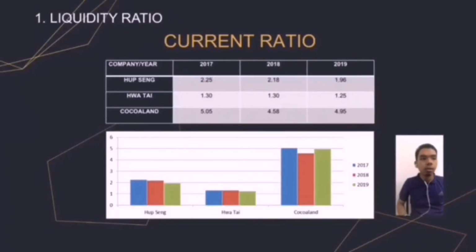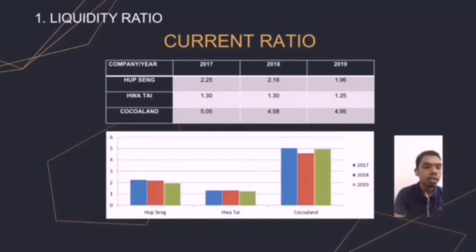Okay, next we are going to make a comparison of ratios between three companies from 2017 till 2019. So basically we have the Hapseng company, Huatai company and Coquelin. So we are going to explain the first liquidity ratio, which is the current ratio.